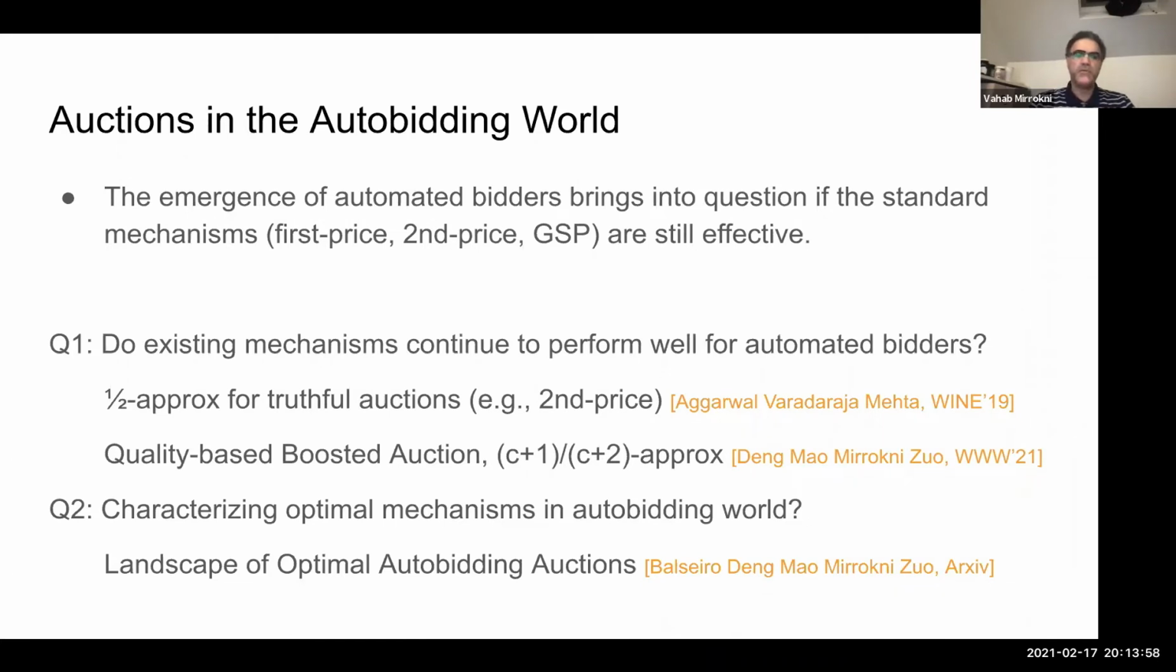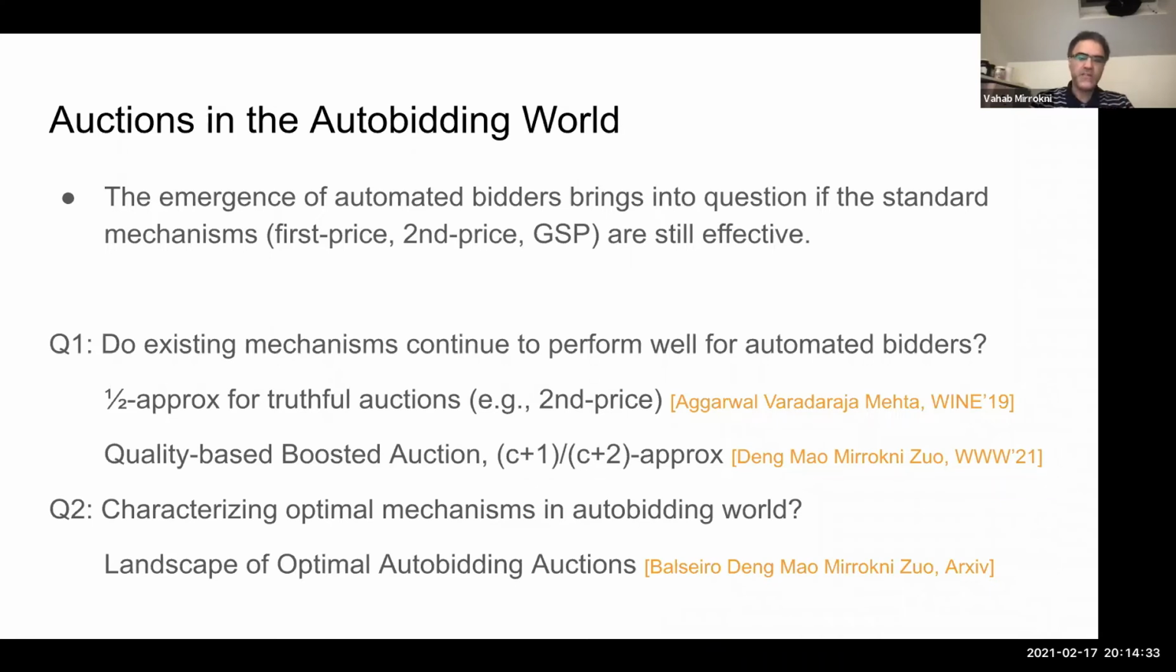We know that truthful auctions, when you simply run a second price auction on bid times PCTR, in equilibrium after buyer response, achieve 1/2 of the optimum welfare. So when you run a simple second price auction, you may actually lose in the value of the allocation after you consider the response of buyers. And this is reported in a recent paper by my colleagues at Google in a WINE 2019 paper.